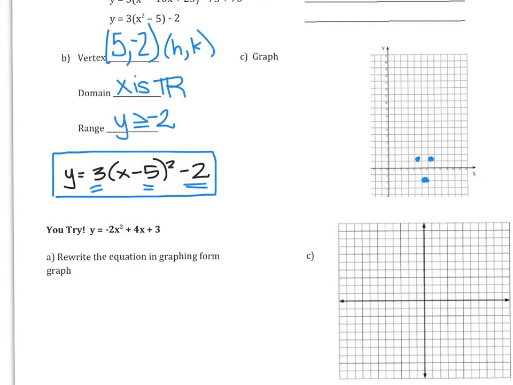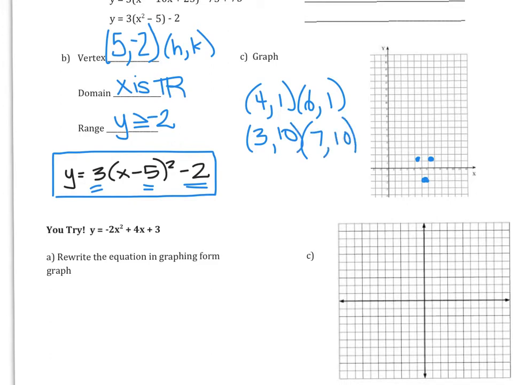And then I would go up 9 in each direction. So let's see, my points would be, I have 5, negative 2, right? I would have 4, 1, and 6, 1. The other points I could go ahead and graph are 3, and then it goes up 9 more, so 3, 10, and 7, 10. And then I could go ahead and graph those points and get a pretty accurate graph.